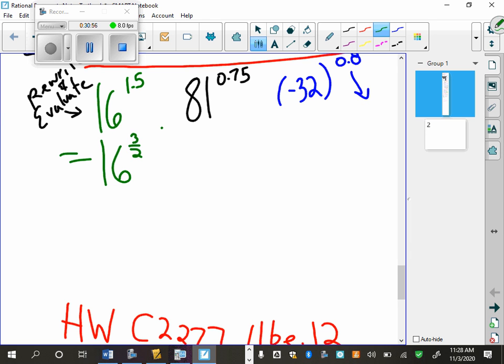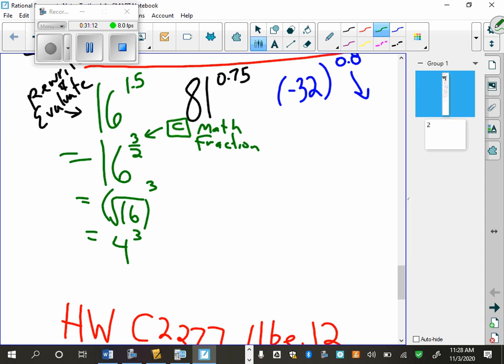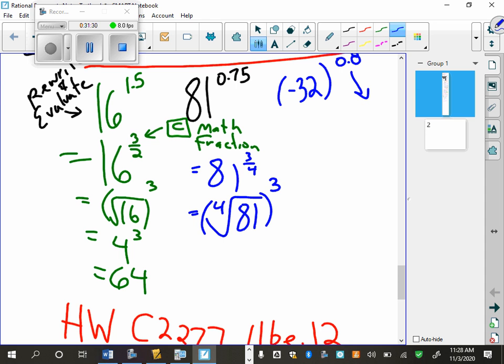So write down, just in case you do get stuck on a decimal, calculator, math fraction, so you know you have that option. And this is the square root of 16, all cubed, which means 4 all cubed, which is 64. Next. This is Jade's fraction. 3/4. So it equals the 4th root of 81. What's 4th root of 81, everybody? Good. What's 3 cubed, everybody?